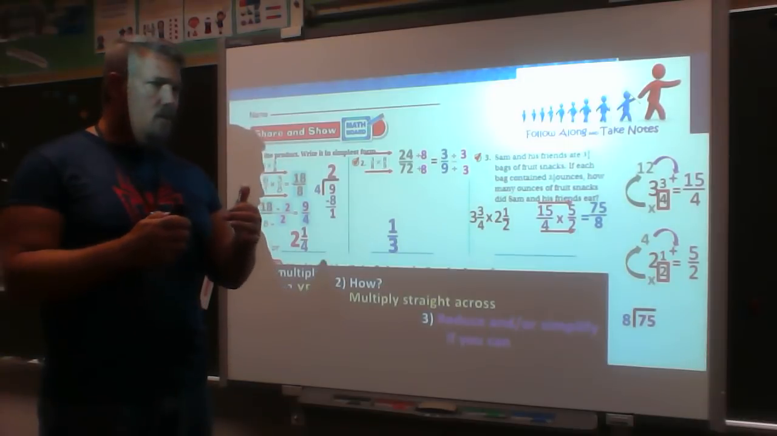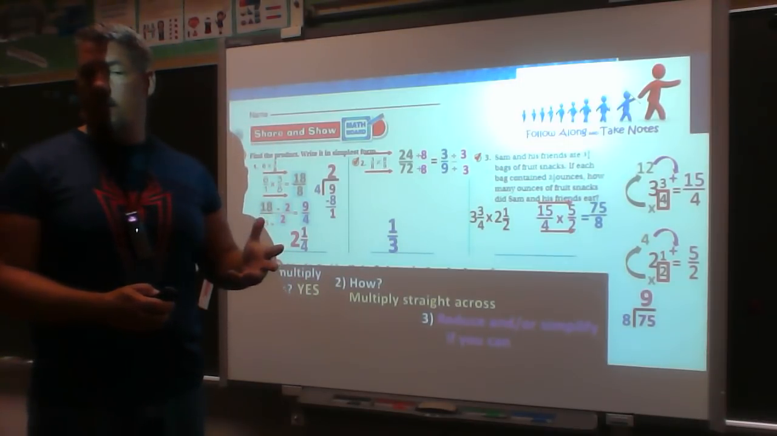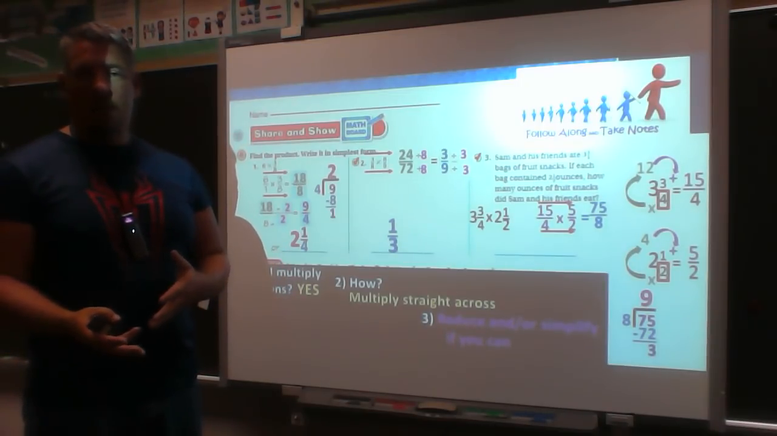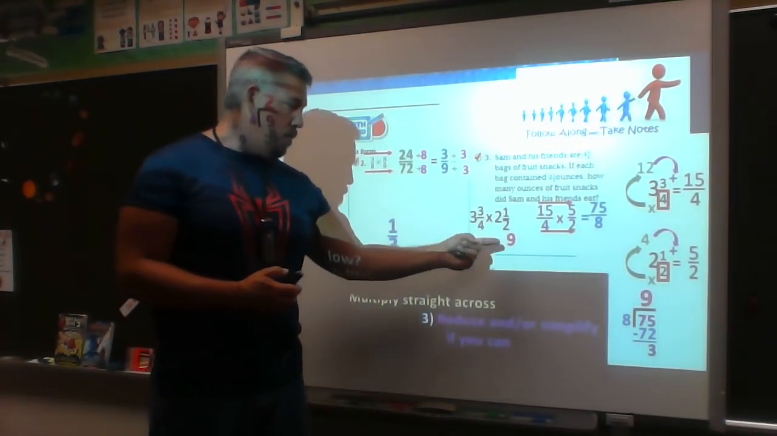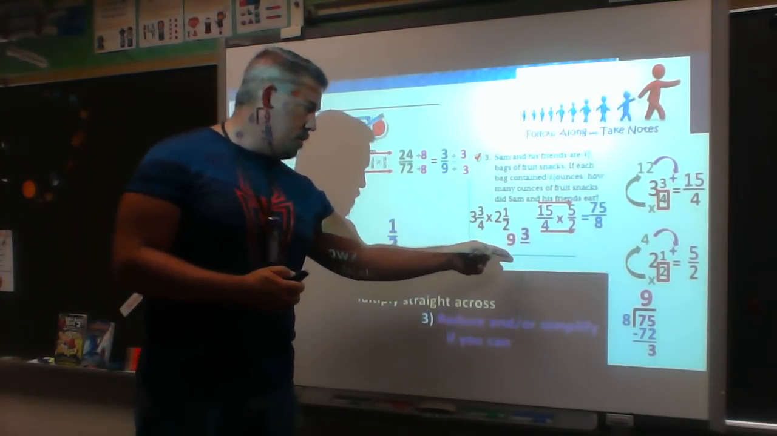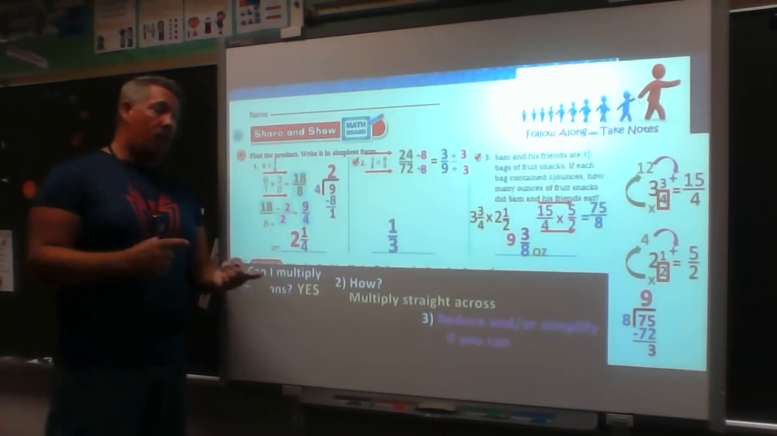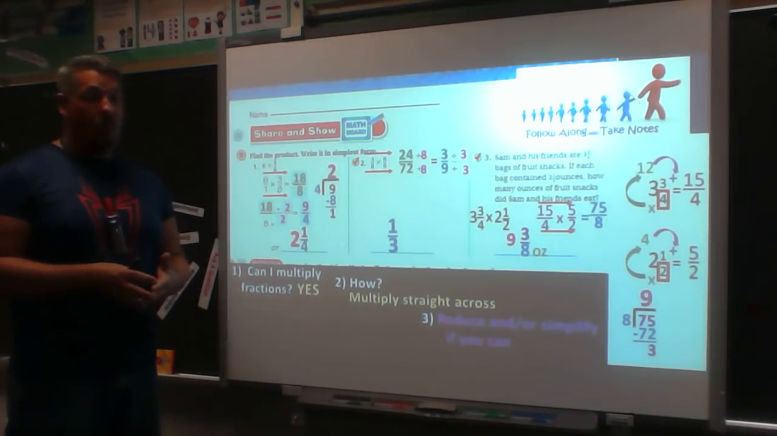Well, 8 goes into 75 9 even times, right? Because 9 times 8 is 72. So that gives me a remainder of 3, and then I know how to create my fraction. So I have a whole number of 9. My remainder is my numerator. My divisor is my denominator. And then it's a story problem, so notice I added ounces to it. 9 3/8 ounces would be the correct answer.